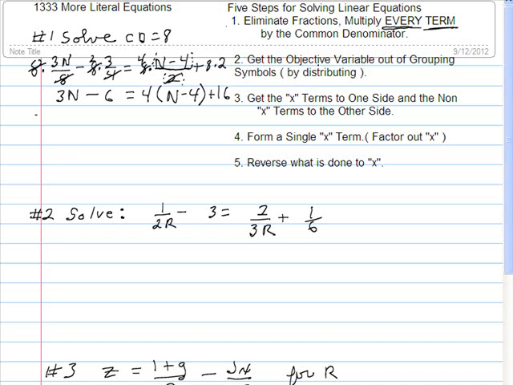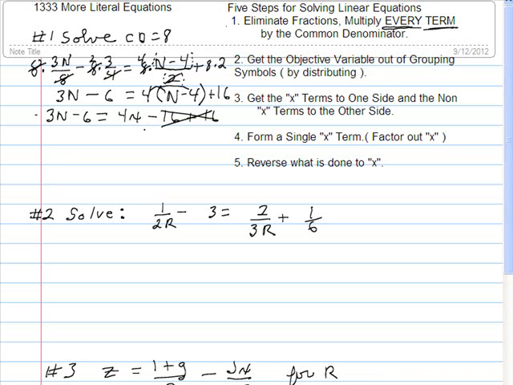Step 2, get the objective variable out of the grouping symbol. Well, in our problem, n is in a grouping symbol, so we'll distribute to get it out of there. 3n minus 6 is equal to, and we'll distribute to each term. And there's 2 terms in the bracket, so 4n minus 16. And then the last term plus 16. Well, that worked out well. The minus 16 and the plus 16 zero each other out.